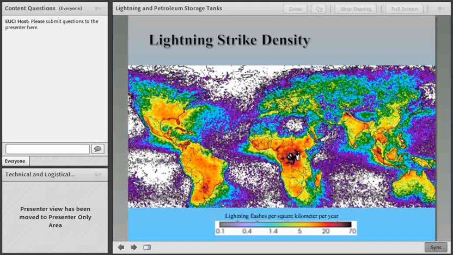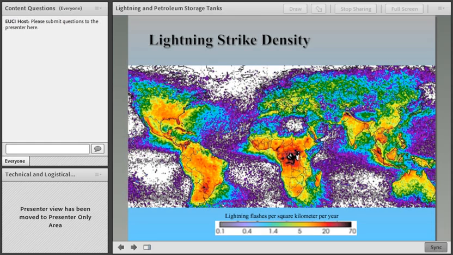So this is a map provided by NASA of lightning strike density, and as you can see, lightning occurs all over the world, of course, and it's mostly in tropical areas. In the United States, the most lightning active region is the Gulf Coast, stretching from about Houston down through the west coast of Florida. The most lightning active area in the United States is Tampa, Florida, with over 110 days of lightning per year.